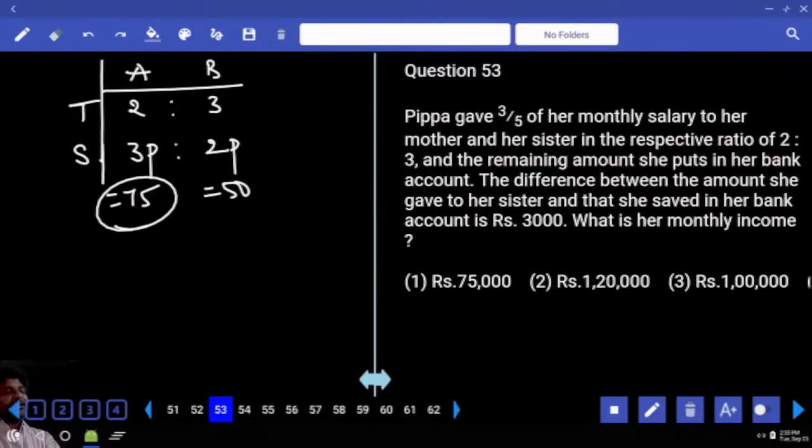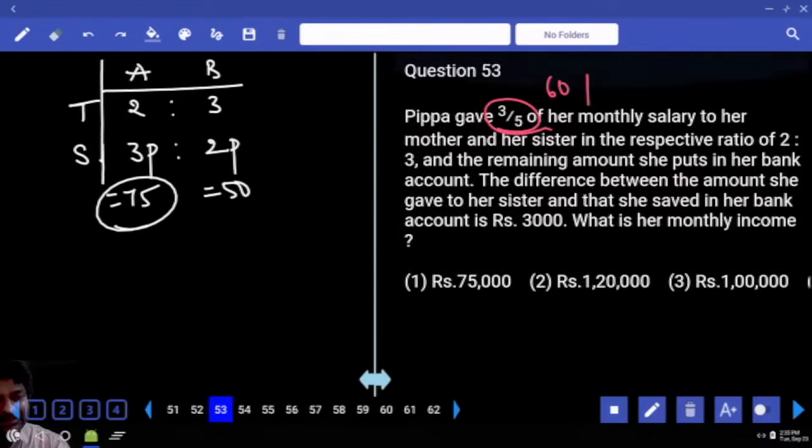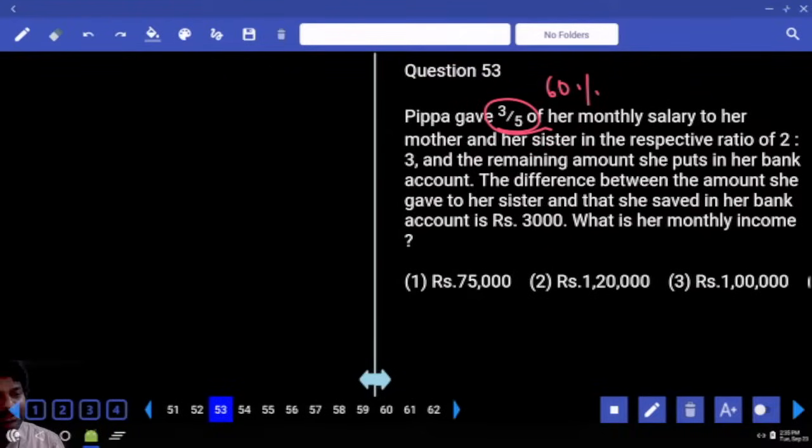Pippa gave 3/5 of her monthly salary to her mother and her sister in the ratio 2:3. 3/5, can we write it as 60%? 60% is given to mother and sister in the ratio 2:3. 5 parts 60. Each part 12. Mother gets 24. Sister gets 36. And the remaining amount she puts in her bank account. So in the bank, how much was kept?